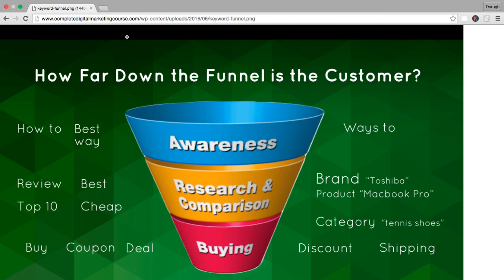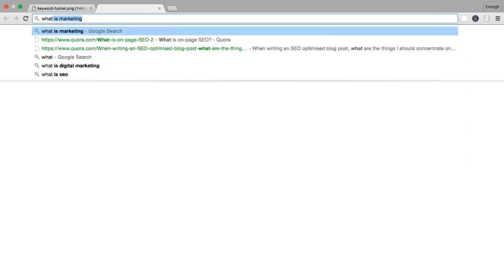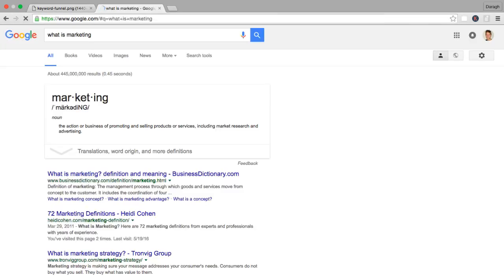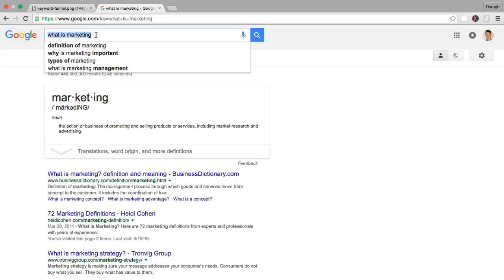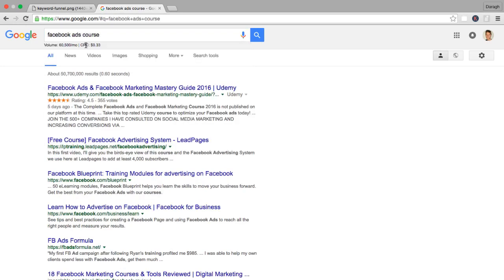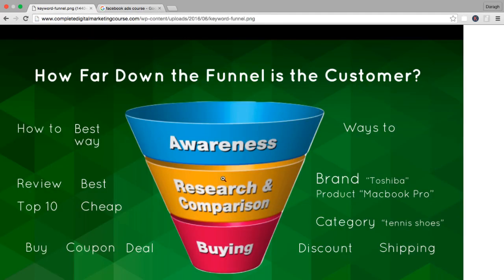Or are they buying? Because a customer who's searching something like "what is marketing" is really just becoming aware about marketing. They're at the top of the funnel. Whereas someone who types in something like "Facebook ads course" is probably right at the end of the funnel. They're ready to buy. And here are some of the other things that people might use when they're searching in each stage of the funnel.